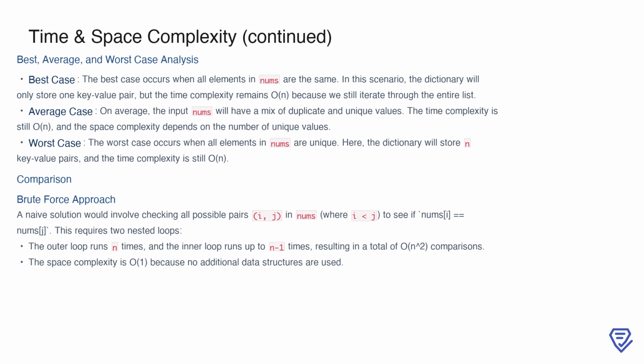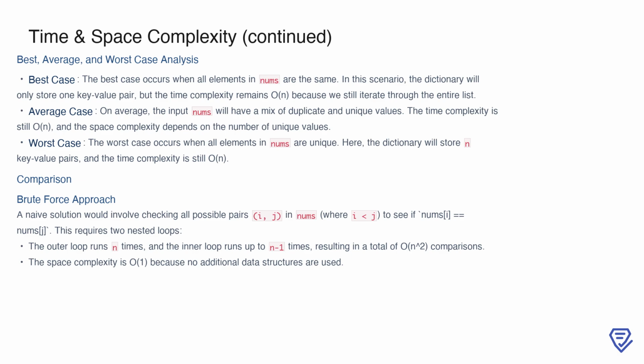In the average case, nums contains a mix of duplicate and unique values. The time complexity is still O(n), as the loop runs through the array exactly once, and the space complexity depends on the number of unique values stored in the dictionary. In the worst case, all elements in nums are unique. This means the dictionary will store n key-value pairs, with each unique element taking up constant space. Even in this scenario, the time complexity remains O(n), because the algorithm processes each element once.